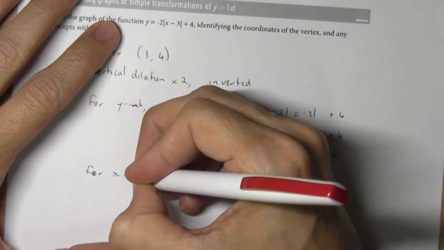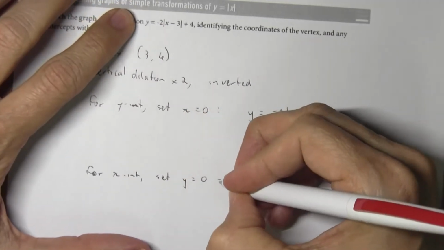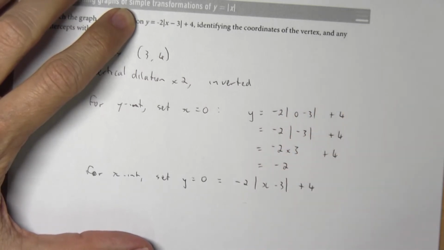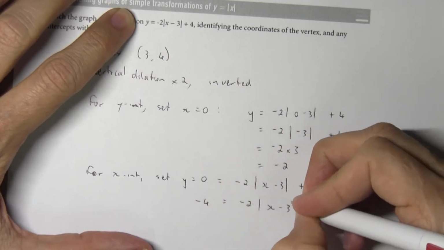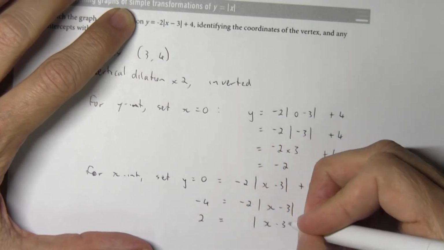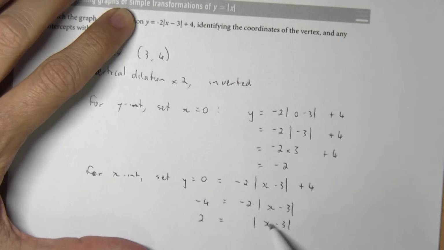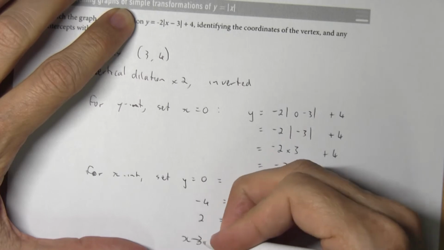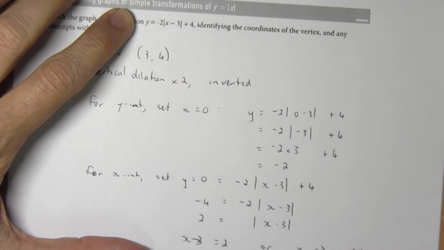For the x-intercept, set y equal to 0. Well, that's my function. 0 must equal -2|x - 3| + 4. Take away 4. -4 is -2|x - 3|. Divide by -2. 2 equals |x - 3|. Now, that means x minus 3 is 2 or x minus 3 is -2.